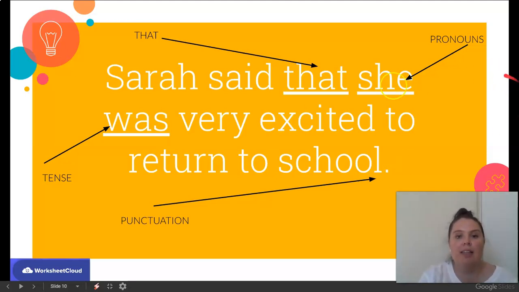We noticed that the tense was past. We know that the introductory verb clause is Sarah said. We introduced by using that. We changed the pronoun to she. Punctuation fell away. So those are already four different aspects or rules within just one sentence.